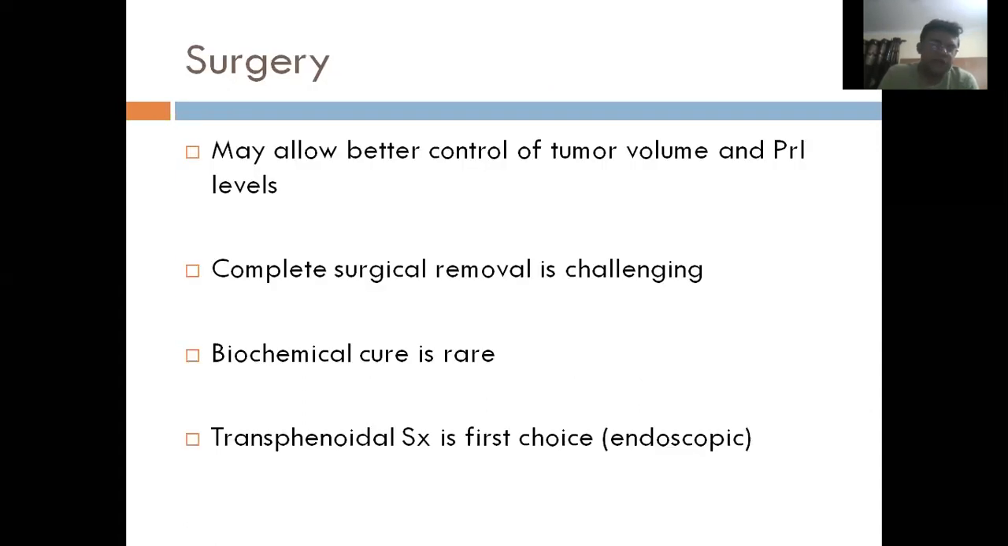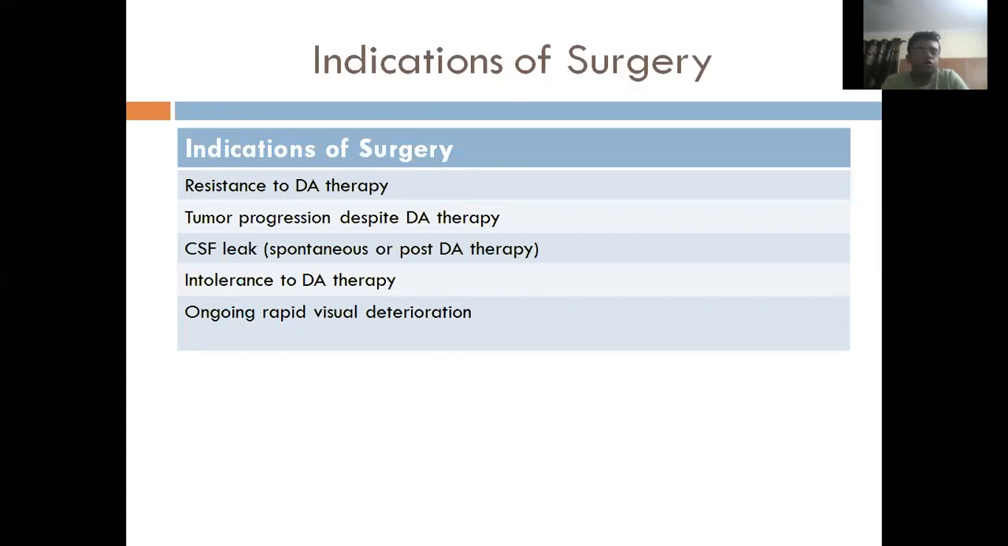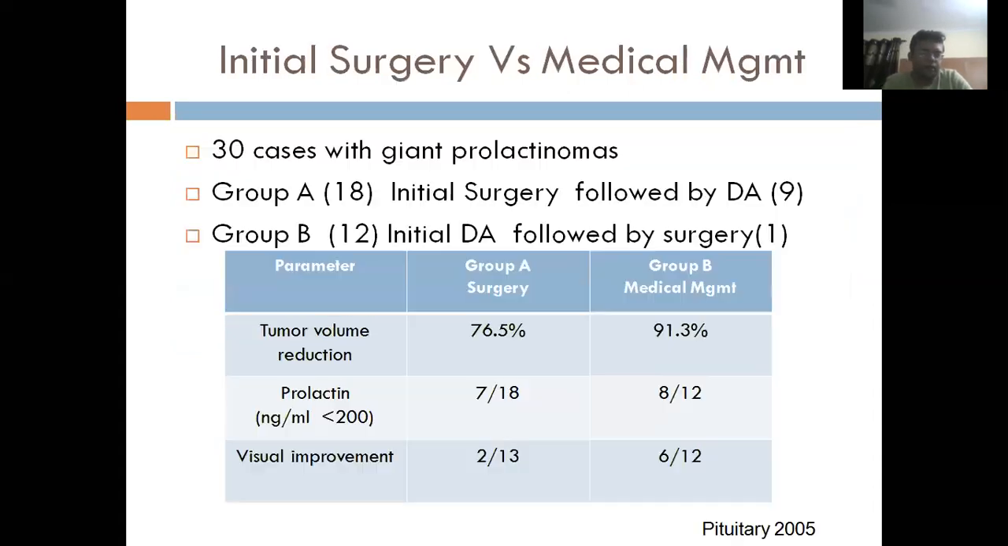So surgery helps you control the tumor volume, of course, but complete removal is difficult because the tumor is close to the other vital structures. Biochemical cure post-surgery is very rare, but typically they do a transsphenoidal surgery when indicated. So you do it when there is resistance to dopamine, if the tumor is increasing in size despite dopamine therapy, or the patient is not tolerating dopamine, or you have a visual deterioration despite dopamine therapy.